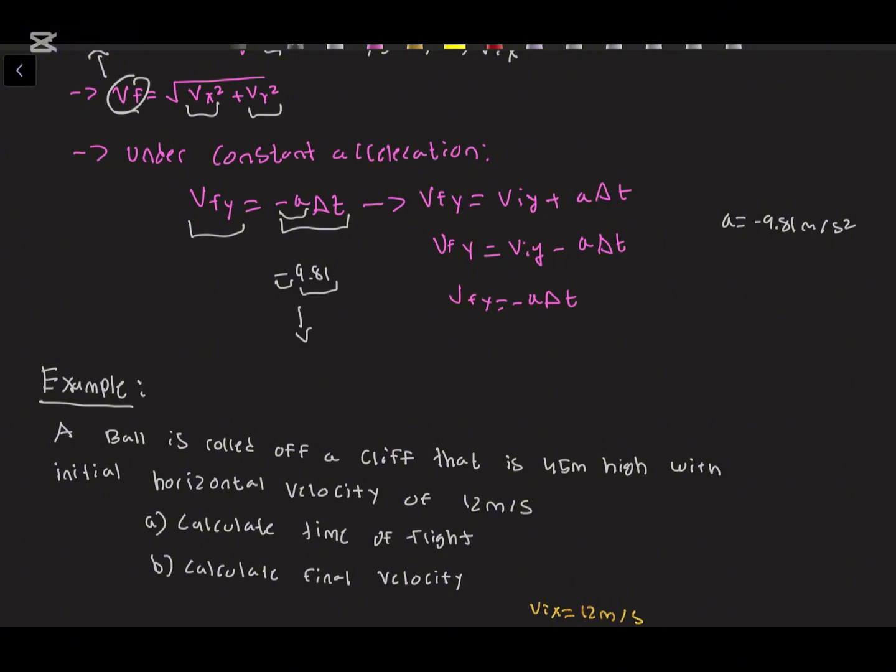9.81 is the actual magnitude. And so if we continue this and use a kinematic equation, VFY equals VIY plus acceleration delta t, again we can sub in VIY equal to 0. So VIY would be equal to 0, minus acceleration delta t. And this would give us our VFY equals negative acceleration delta t.